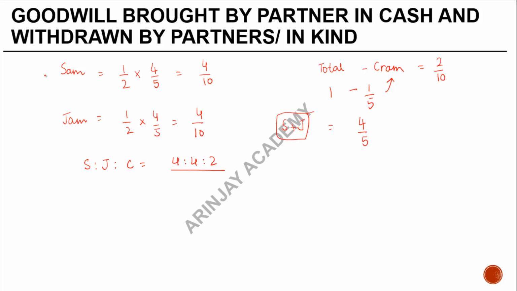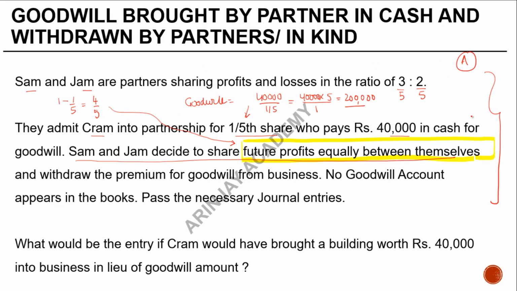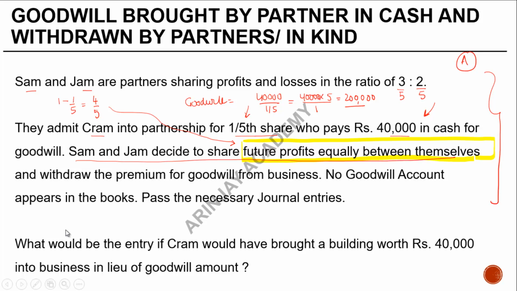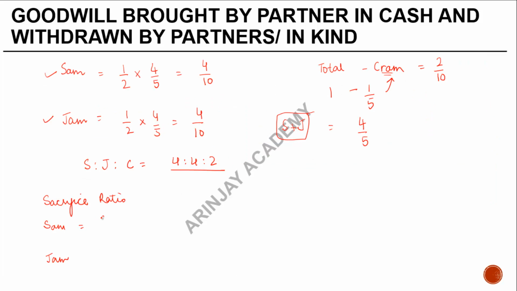We need to find out how much these two people have sacrificed. So the sacrifice, why is it relevant? Because this new gentleman has brought some money in cash for goodwill, 40,000. This has to be distributed in the sacrifice ratio. So we need to find out how much is the sacrifice which Sam made, how much Jam made. So the ratio that they have is 3/5 and 2/5. That's the old ratio. The new ratio is 4 by 10, 4 by 10.